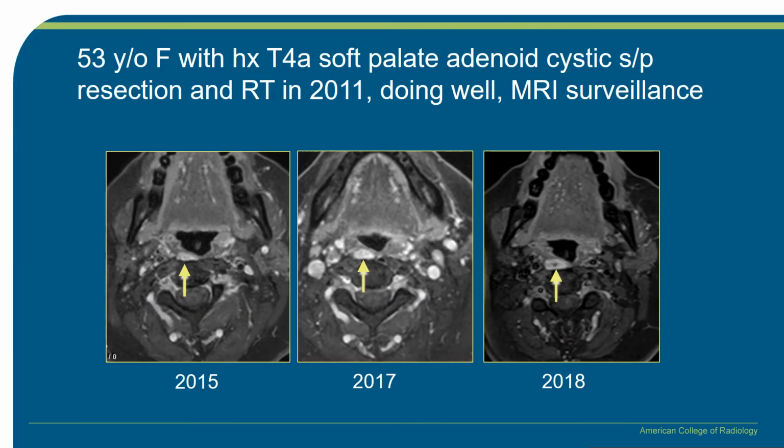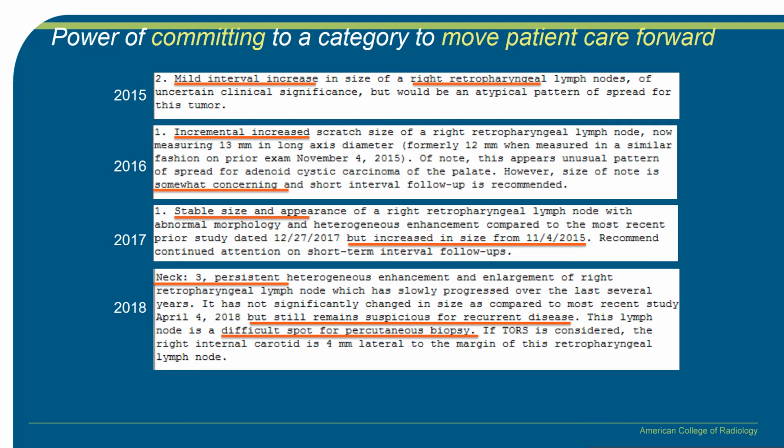So this next patient had been treated for an adenoid cystic of the soft palate in 2011, and she was just undergoing MRI surveillance. And I think this really highlights how we can be correct, we can pick up the abnormality, we can describe it well, but if we don't give a level of suspicion, we don't move the patient's care forward. So on each one of these reports I'm going to show you, we describe the abnormality, we compare it to the prior, we were technically correct, but it wasn't until we called it high suspicion for cancer that they went to the OR to remove this and proved that this was recurrent adenoid cystic.